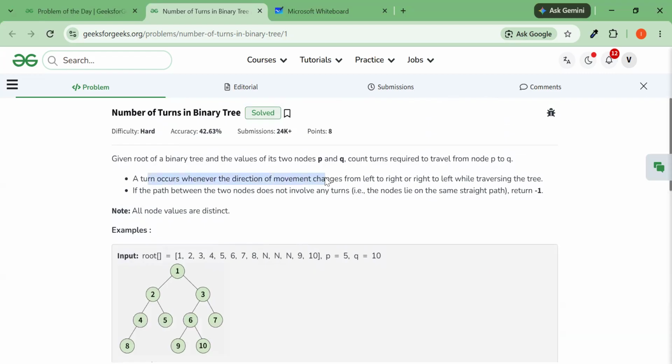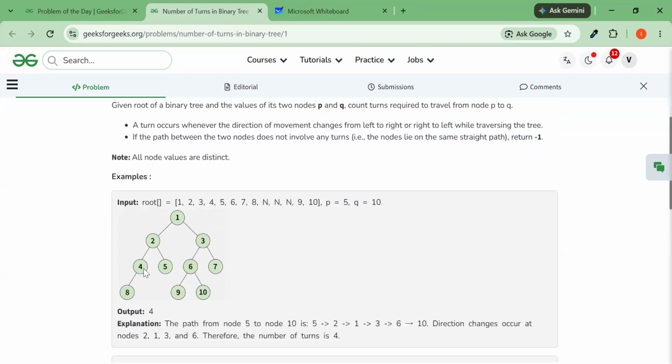Whenever the direction of the movement changes from left to right or right to left, we consider it a turn. And if the path between the two nodes does not have any turns, so it is going in a straight direction, like 4 to 1, where P is 4 and Q is 1 or vice versa, there is no turn, we are going in a single direction. So in that case, we have to return -1. Otherwise, we have to count the turns.